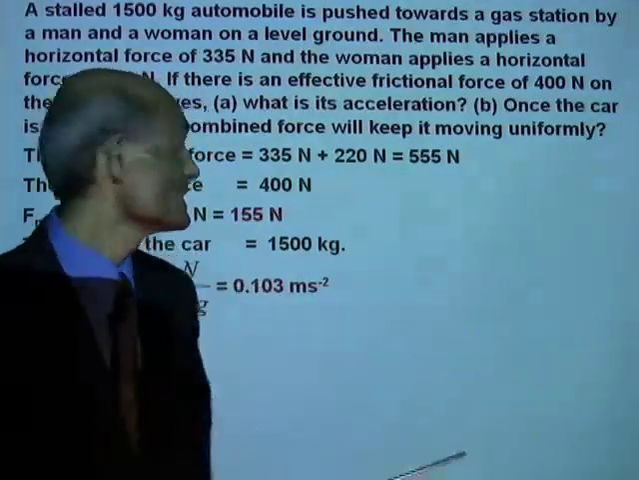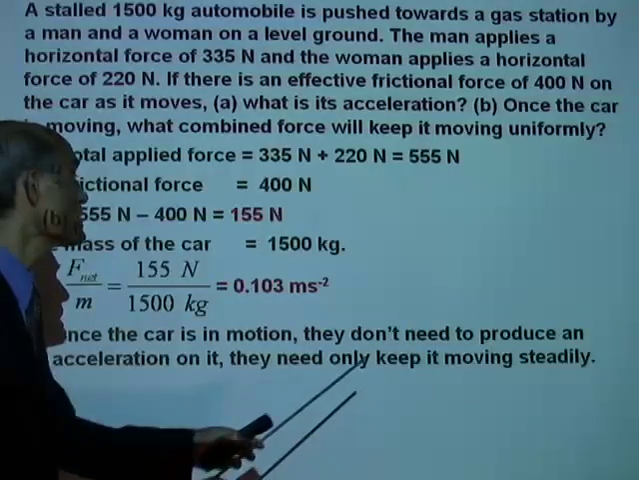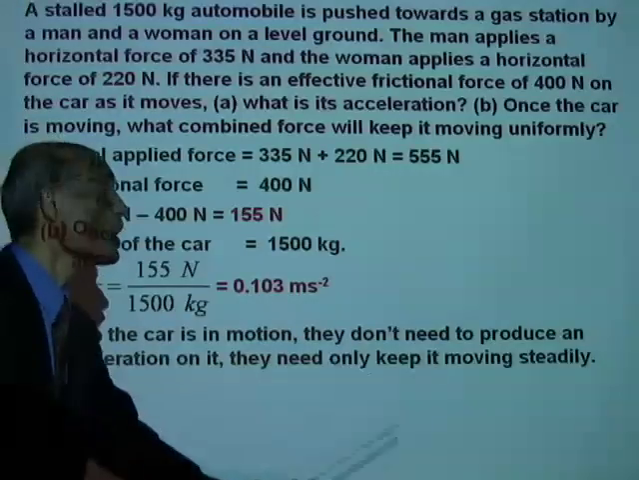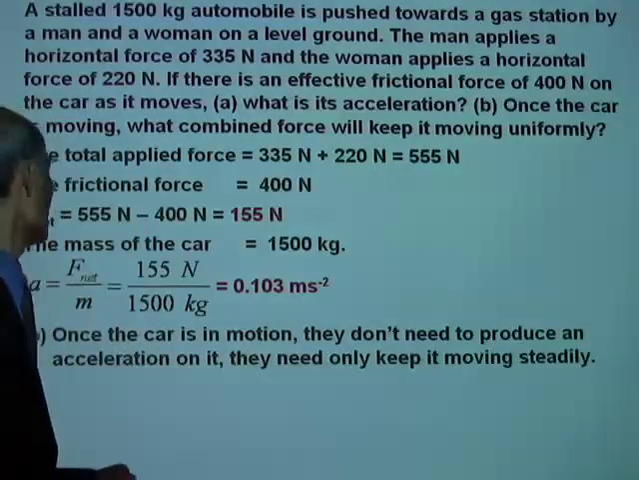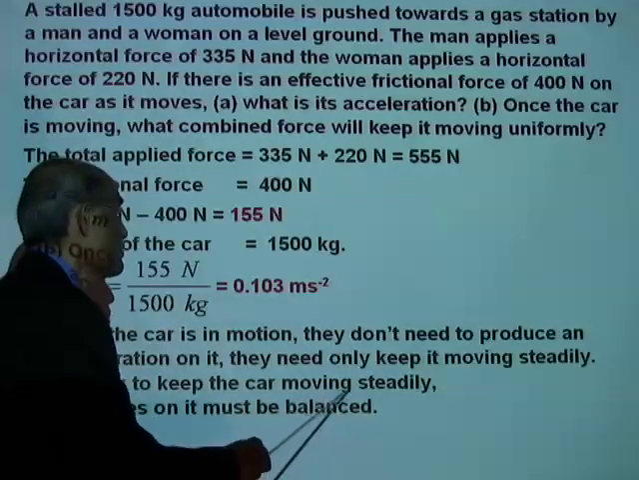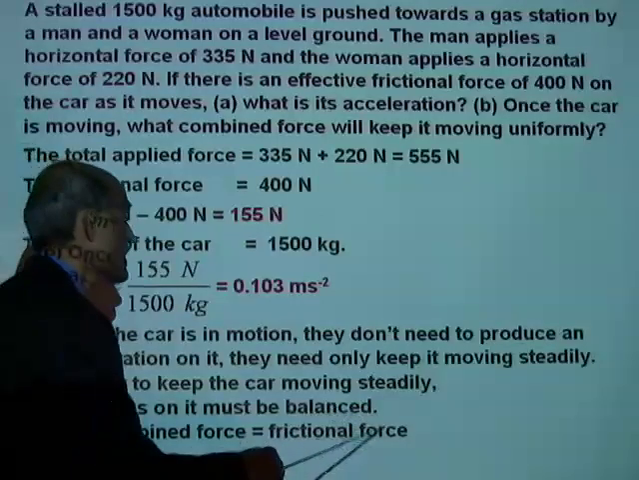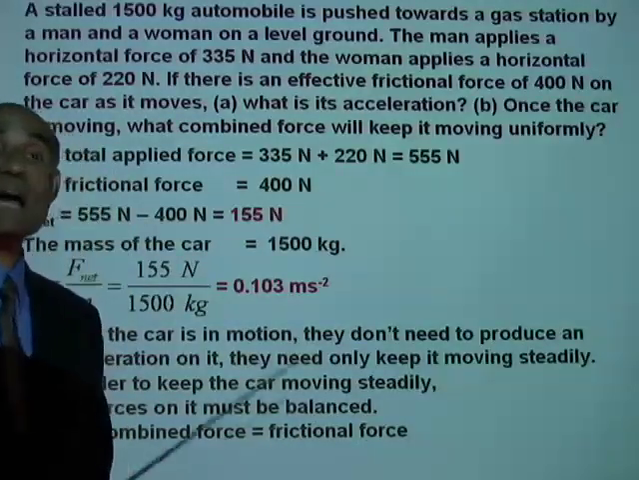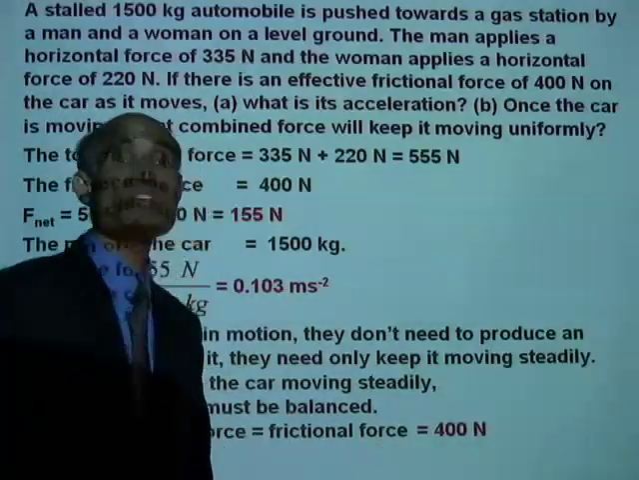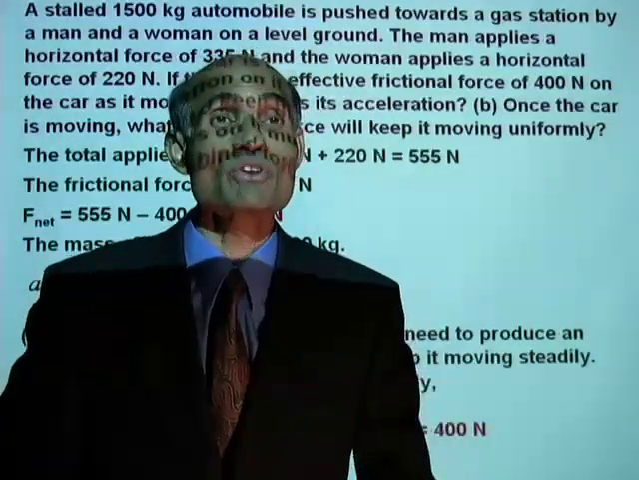Is that right? Yes. So once the car is in motion, they don't need to produce an acceleration on it. They need only keep it moving steadily. And in order to keep it moving steadily, the forces must be balanced. And the combined force therefore must be equal and opposite to the frictional force. That is, they need only apply a combined force of 400 Newton.